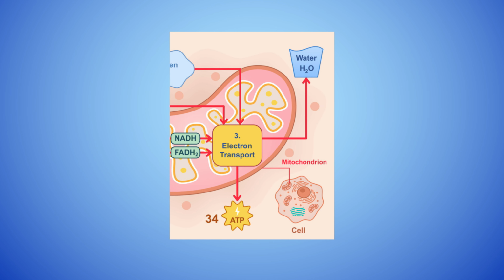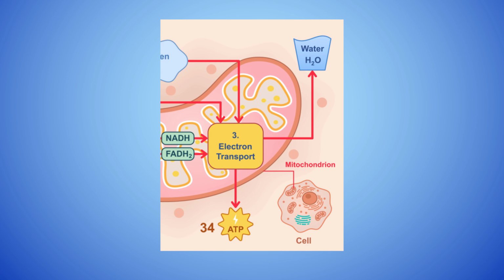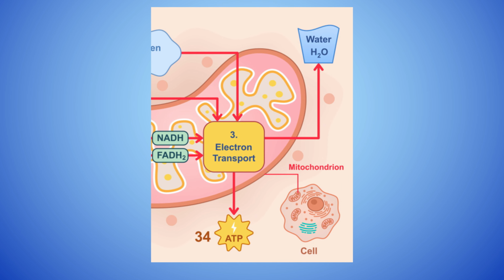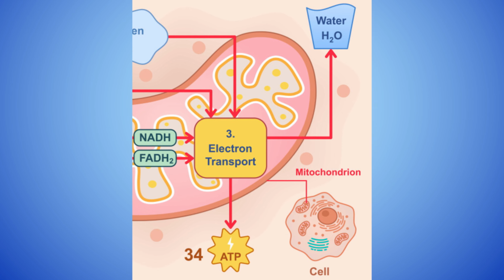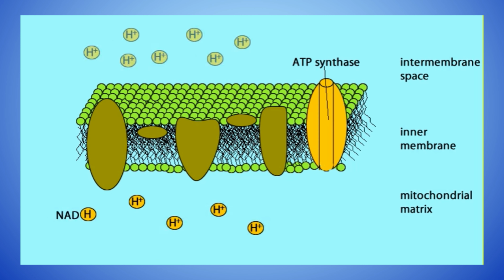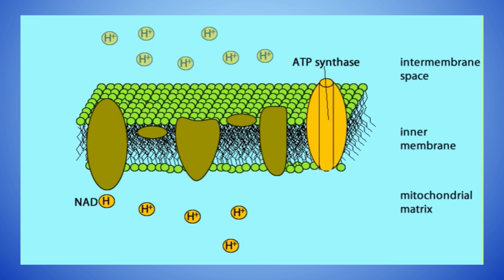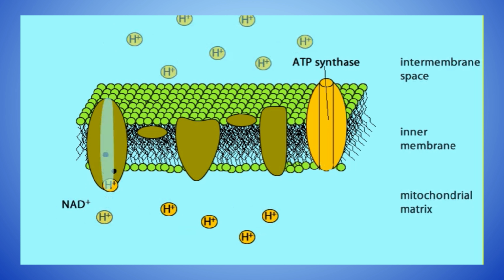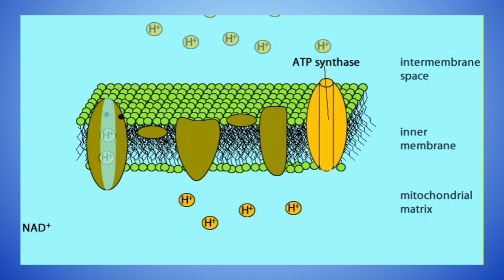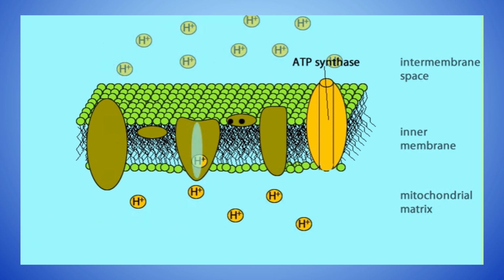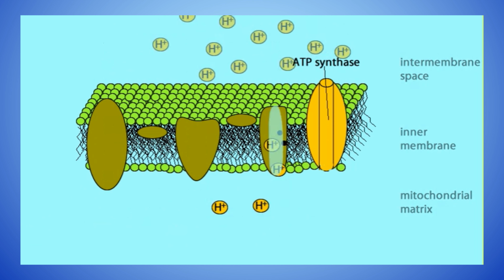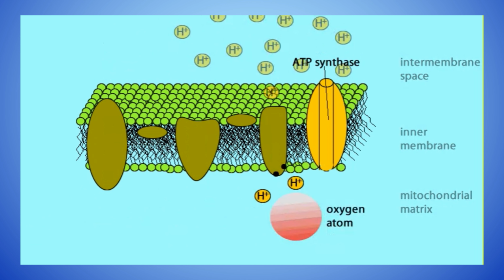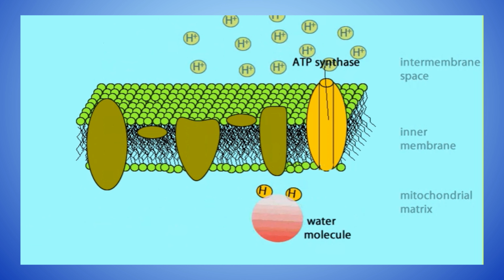Finally, the last step is known as the ETC, or the electron transport chain. ETC takes place in the inner mitochondrial membrane. The ETC is a series of reactions that uses electrons to power it up. The ETC shoots protons across the membrane, creating a proton gradient. This creates an electrochemical gradient. Then O2, the final electron acceptor, makes water when combined with protons.